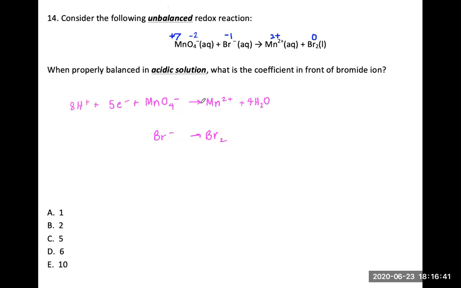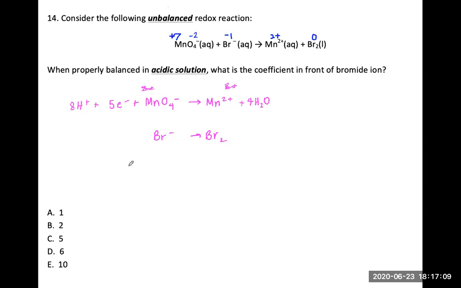Okay, so I think this half reaction's done, but to double check, we can make sure that the charges on the left add up to equal the charges on the right. So charge on the right's easy, that's plus 2. Then over here, I'm going to have minus 5, minus 6, plus 8. It's also going to be plus 2. And so since they match, that's a good sign that that reaction is balanced.